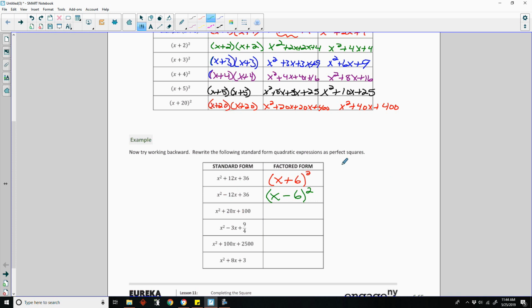Because if we FOIL this, let me just show you in this case, x minus 6 times x minus 6, which is x minus 6 squared. When I do the first term, I get x squared. When I do the outer term, I get negative 6 times x, which is minus 6x. The inner term is negative 6 times x, which is minus 6x. And then the last term is a negative times a negative, which is positive. 6 times 6 is 36. And when I add these, I get x squared minus 12x plus 36. So whenever we have a minus and then a plus, we know that the factors are negatives.